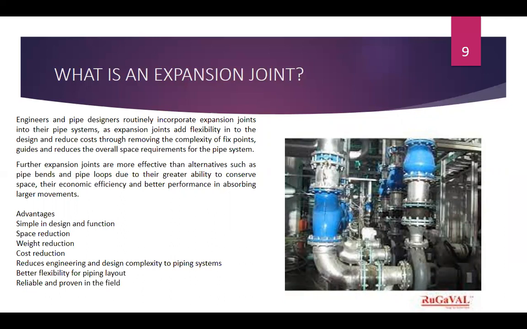Further, expansion joints are more effective than alternatives such as pipe bends and pipe loops. Yan, di ba? Due to their greater ability to conserve space, their economic efficiency, and better performance in absorbing larger movement. The advantages are the simple design and function, space reduction, weight reduction, cost reduction, reduced engineering design and complexity to the piping system, better flexibility for piping layout, reliable and proven in the field. Kaya matagal na tayong gumagamit ng mga expansion joint.